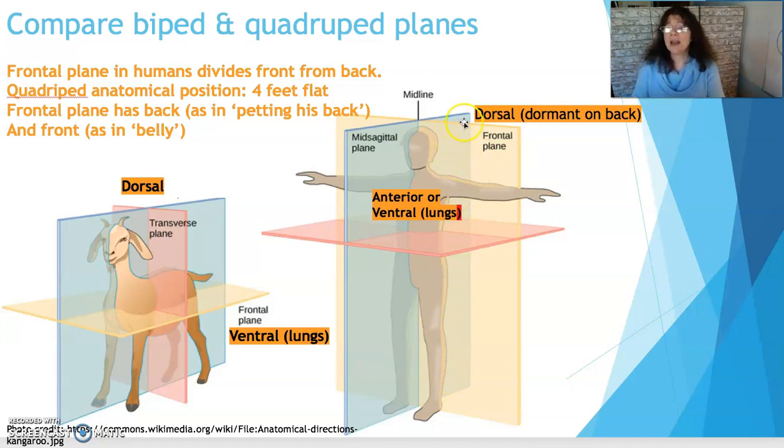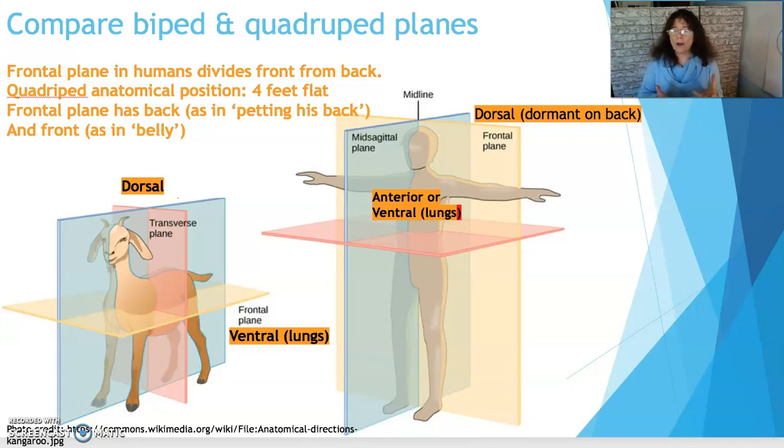And in terms of that, we can talk about the back of this frontal plane, but we don't use the word back. We use posterior, or we use the word dorsal. And remember, dorsal, you can remember for the Latin word dormire, to sleep. In anatomical position, you would be dormant on your back. So that is the anterior side, or the ventral side of the frontal plane. This is the posterior or the dorsal side of the frontal plane.